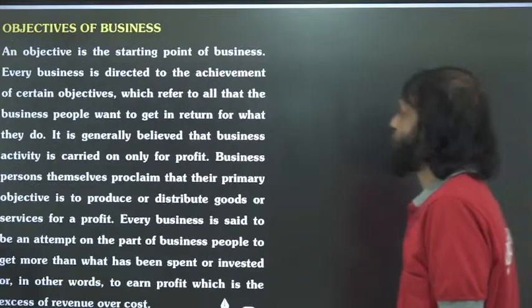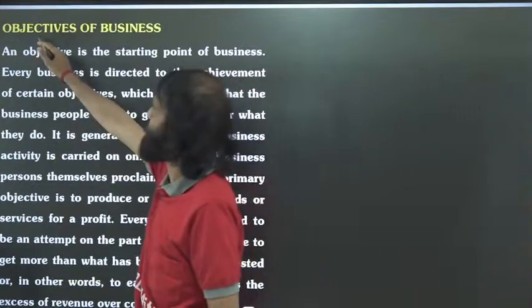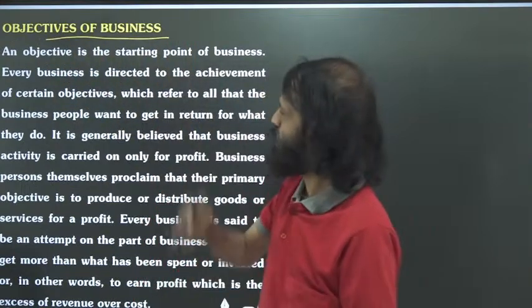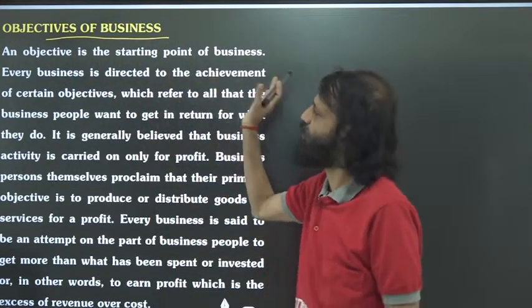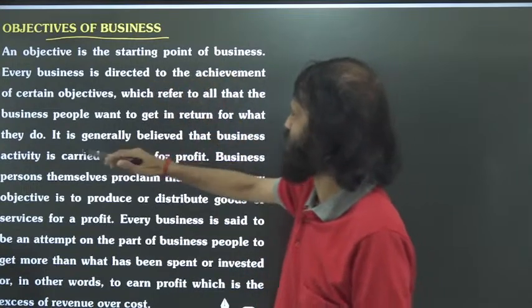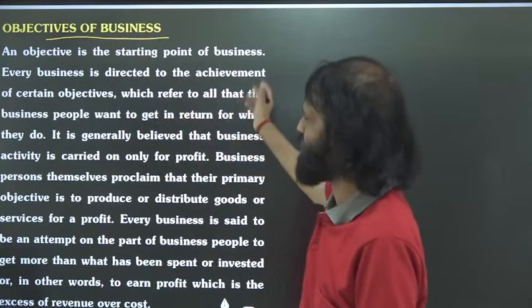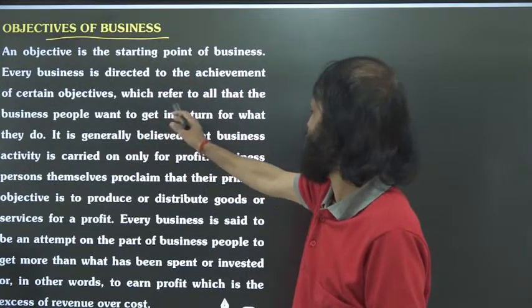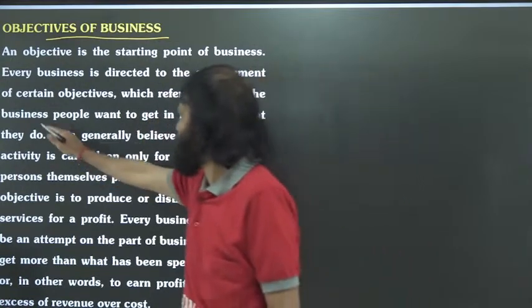Now we can move on to the next point, that is objectives of business. An objective is the starting point of a business. Every business is directed to the achievement of certain objectives, which refer to all that the business people wanted to get in return for what they do.